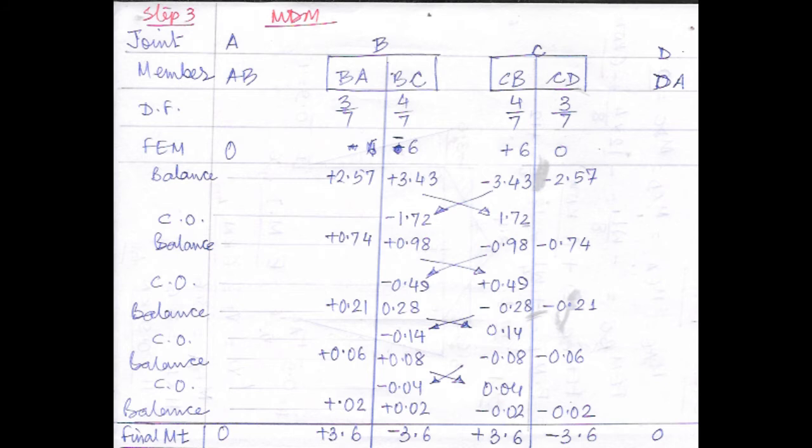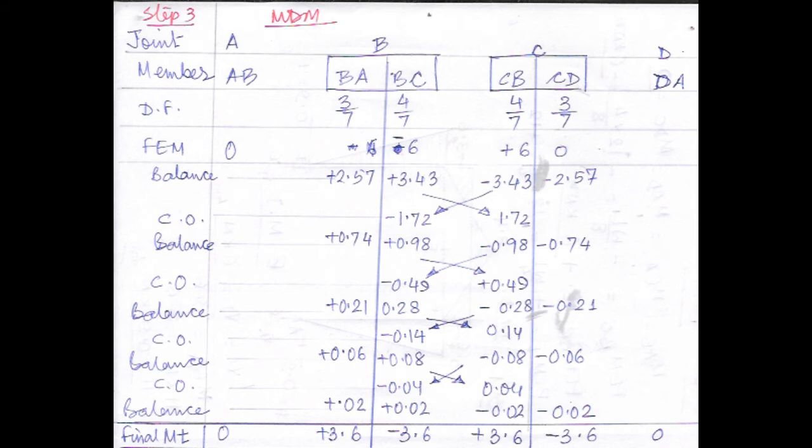Next row you write distribution factor. As I have told you, the values you have got are 3 by 7, 4 by 7, and again 4 by 7 and 3 by 7. I hope you have already written my previous step, so it will be easier for you to understand. The next step is the fixed end moment. At AB and at DC, they are hinge supports, so there it is 0. Now let us start with the fixed end moments we have found as minus 6 and plus 6. For BC it is minus 6, for CB it is plus 6.